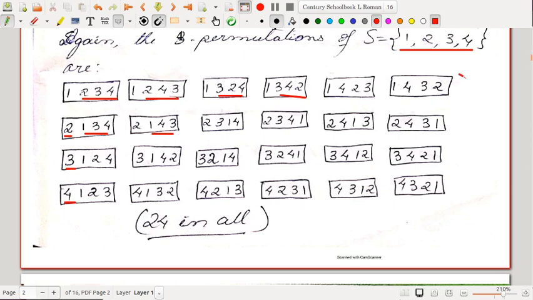So in all there are how many arrangements of this? There are exactly 4 multiplied with 6, that is 24, right? So there are 24 permutations of the set {1, 2, 3, 4}.